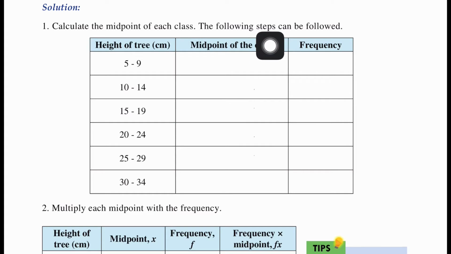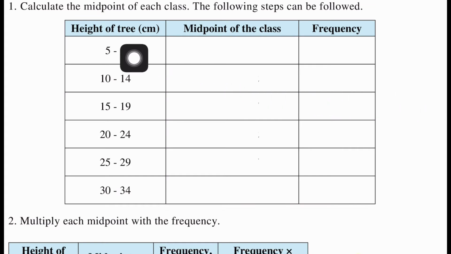The following steps can be followed. Okay, so kita kira dulu midpoint. Okay, macam mana nak kira midpoint? We take lower limit plus upper limit divide by 2. So 5 plus 9 divide by 2, and you will get 7.